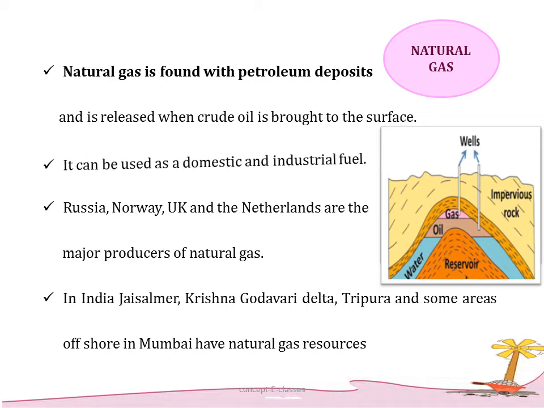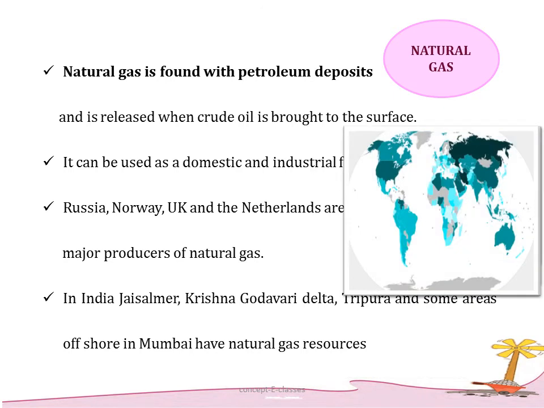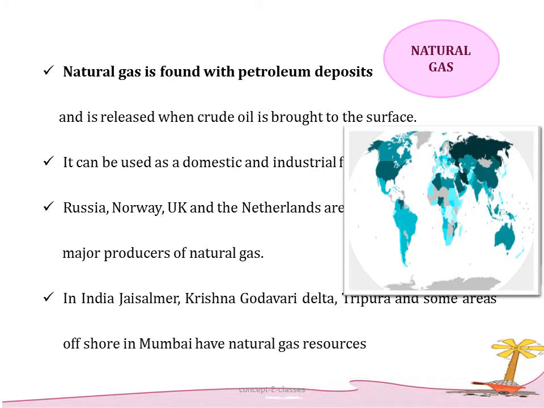Okay. Now, natural gas can be used as a domestic fuel as well as an industrial fuel. We know the CNG that we use in automobiles nowadays is a popular eco-friendly fuel and it causes less pollution than petroleum and diesel. Russia, Norway, UK and Netherlands are the major producers of natural gas. In India, Jaisalmer, Krishna Godavari Delta, Tripura and some areas offshore in Mumbai have natural gas resources.